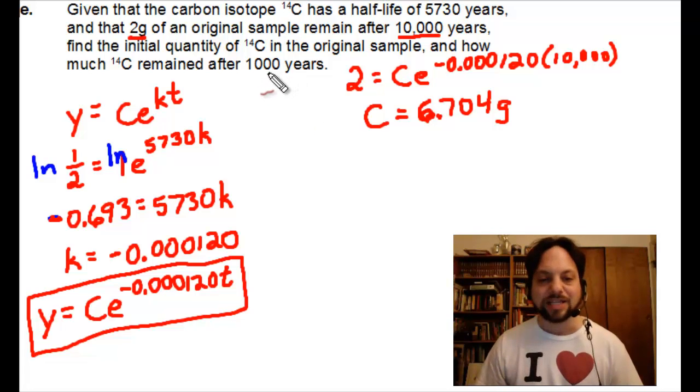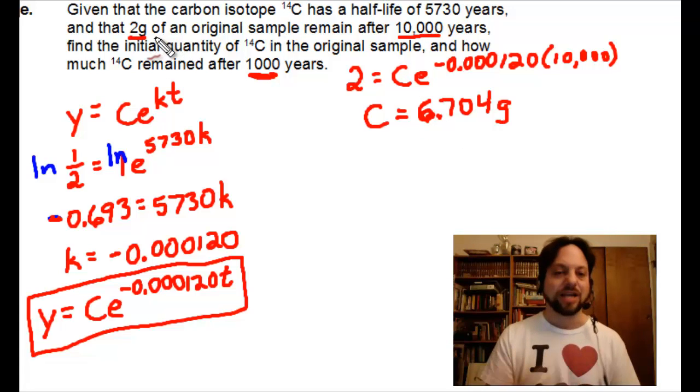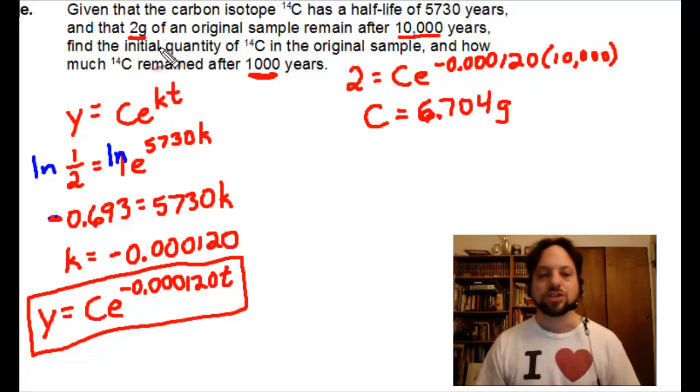And now knowing that, the last question is, how much of this remained after just 1,000 years? Of course, the original problem was almost 2 half-lives into the life cycle, which makes sense if we started with 6.7 and ended with 2. That is almost 2 half-lives. But here, we're dealing with less than 1/5 of a half-life. Let's see how this works out.